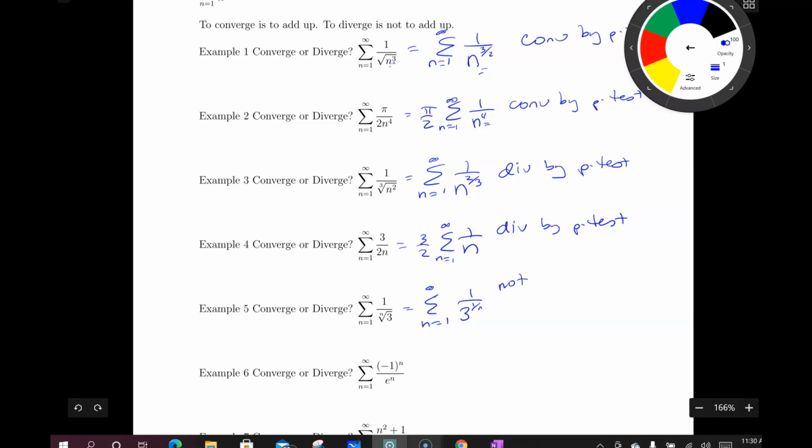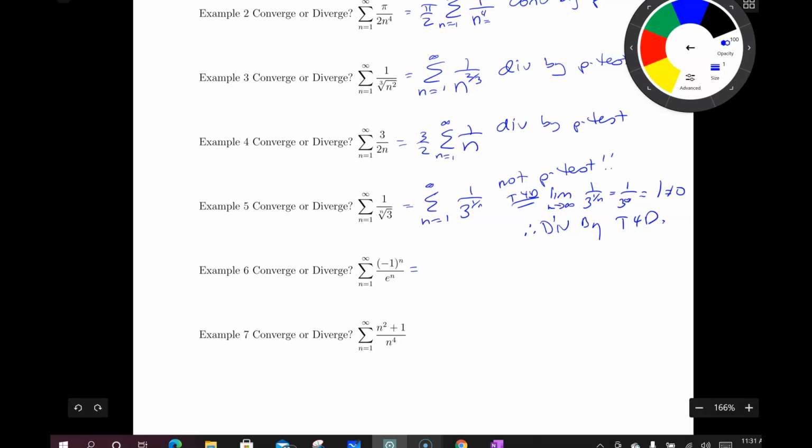Wait a minute. This is not the p-test. I keep going over this because I want to make sure you're really comfortable with this. I can't do the p-test on this. Remember, this is one we've done the test for divergence on. So if I take the limit of the nth term, here I would get 1 over 3 to the 0. So that would give me 1. Since this doesn't equal 0, this diverges by the test for divergence.